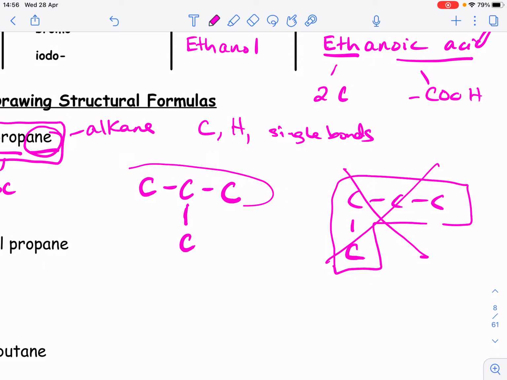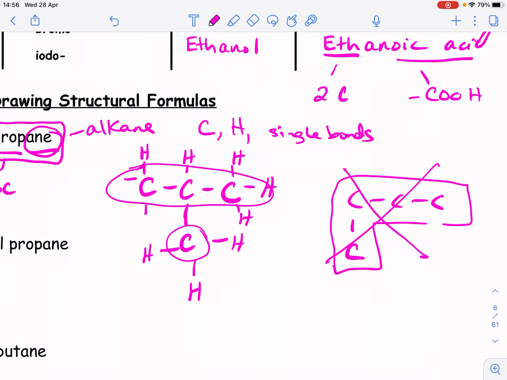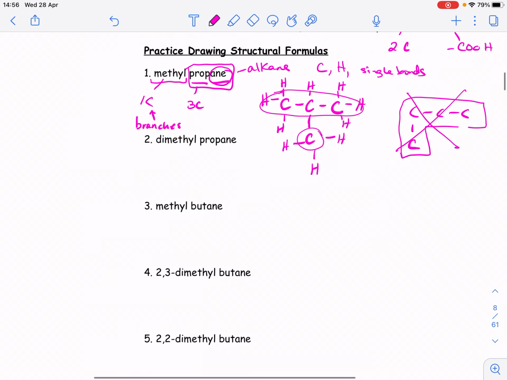Now the longest chain is 3, and I've got a 1-carbon side chain. And to draw the full structure, I then have to draw in all of my H's. And on an IB exam, you won't receive credit for your structure unless you've drawn in all the hydrogens. But sometimes I leave them out for the sake of time.